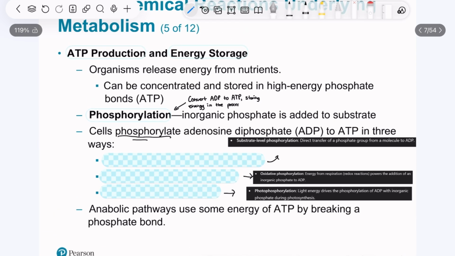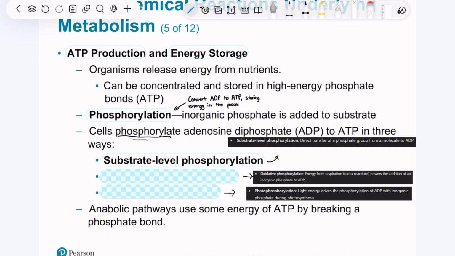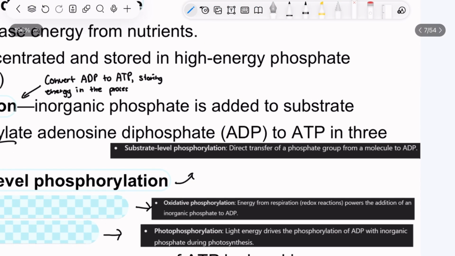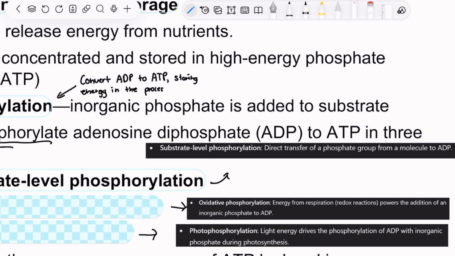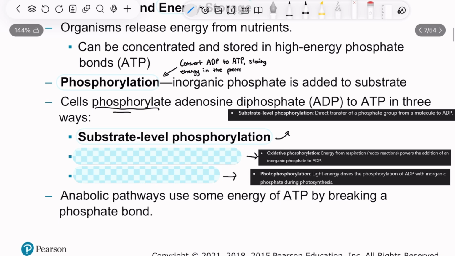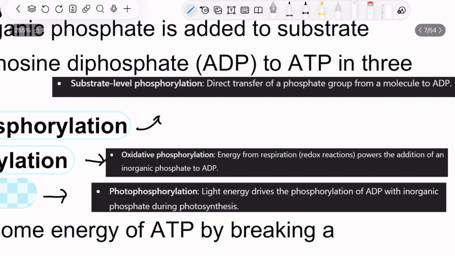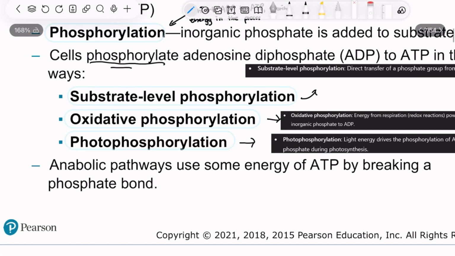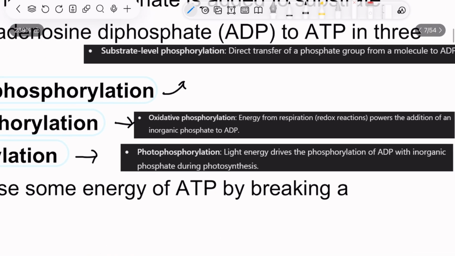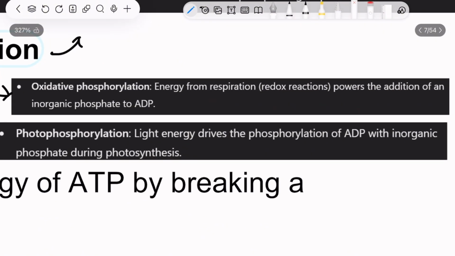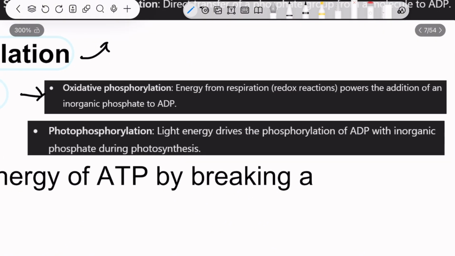So cells phosphorylate adenosine diphosphate into ATP in 3 ways. We first have substrate level phosphorylation. Substrate level phosphorylation is the direct transfer of a phosphate group from a molecule to ADP. We then have oxidative phosphorylation. Oxidative phosphorylation is when energy from respiration or redox reactions powers the addition of an inorganic phosphate to ADP. And then we have photophosphorylation. Photophosphorylation is when light energy drives the phosphorylation of ADP with inorganic phosphate during photosynthesis.